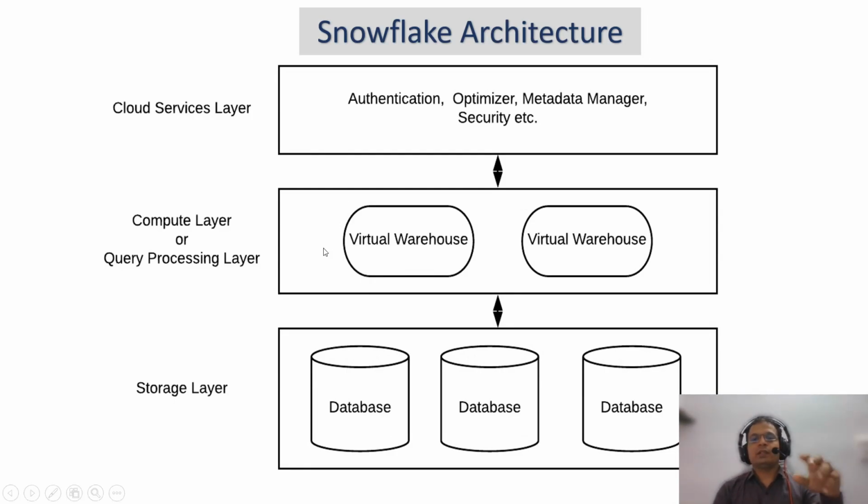So basically these are the three tiers, or we can say three layers. At the bottom you'll see the database layer, on top of that you'll see the compute layer, or we can say the query processing layer, and on top of that we have the cloud service layer. All these layers are separated out, and for each and every layer there are specific roles.